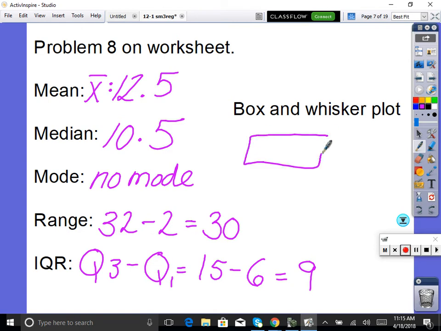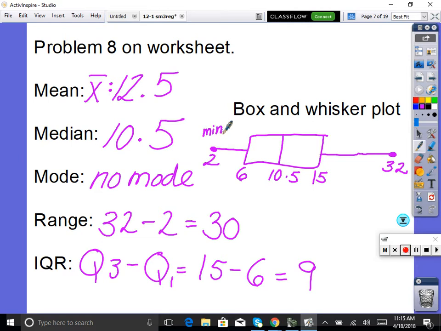So you draw your box. What was our median? 10.5. What was our Q1? 6. Our Q2 was? And then our maximum value is clear out to 32, and our min value is 2. Cool. That's it.